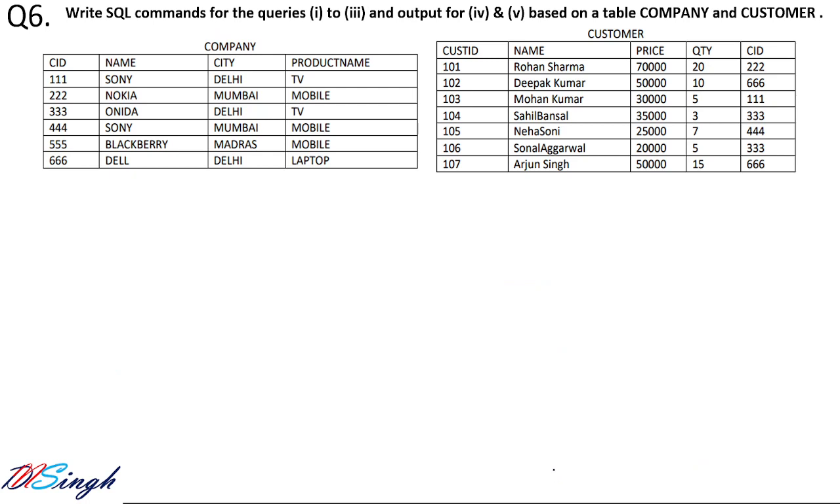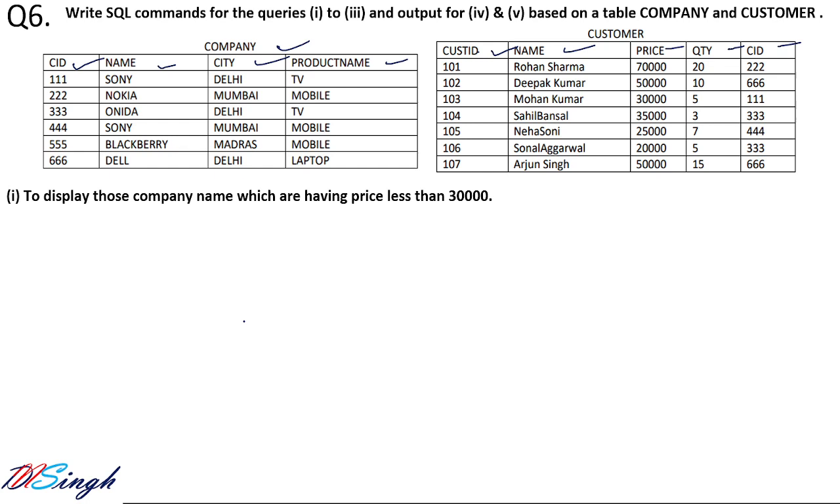Next we have a different set of tables, company and customer. Here in company we have columns like CID, name, city, product name, customer ID, name, price, quantity and CID. Let us see the first question. To display those company names which are having price less than 30,000. So do we have price in company name? No. Company name is available here and price is available here.